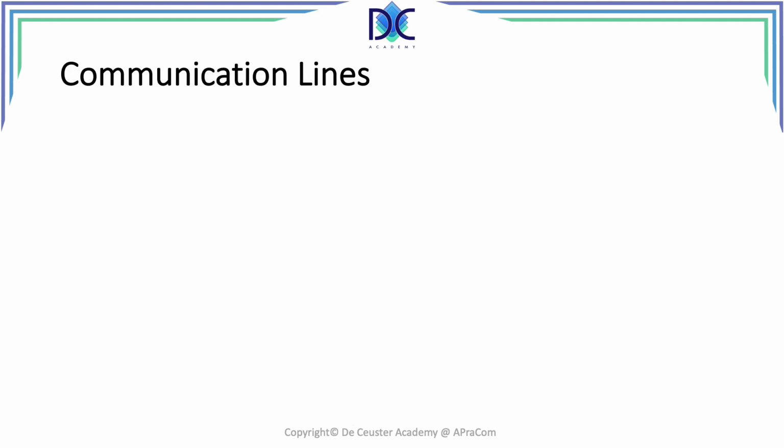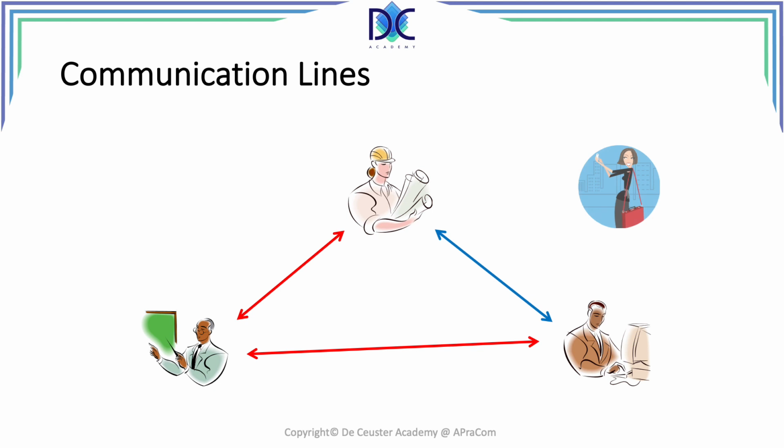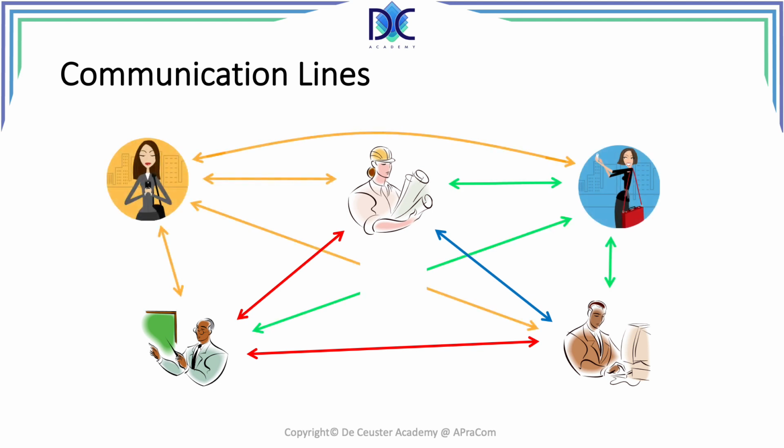Another element in communication is communication lines. How many people are around you, and what are the possible communication lines that exist? One person, well, it's alone. Once you have two people, you have one communication line. When you have three people, you have three communication lines. When you have a fourth person, you add three communication lines. And you see, the more people you add, the more communication lines are added.